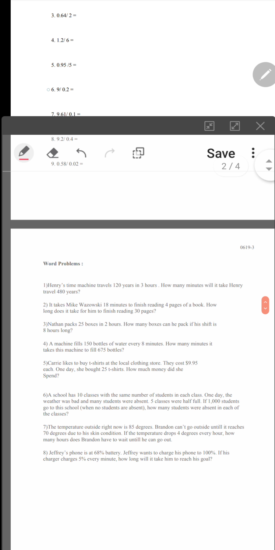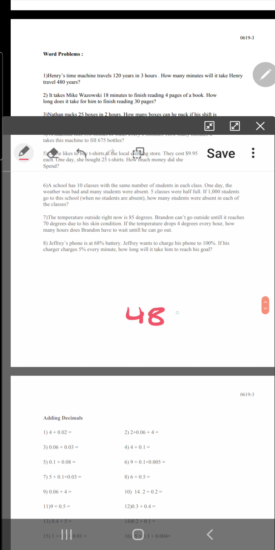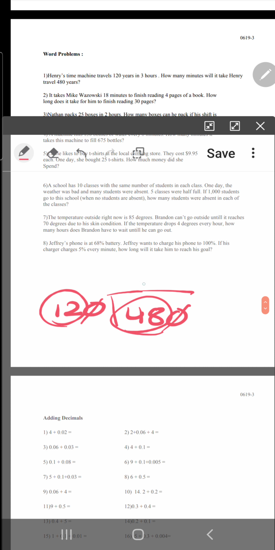Okay, now moving on to word problems. We'll do the first one. So, Henry's time machine travels 120 years in 3 hours. How many minutes will it take Henry to travel 480 years? So, 480 years, and then 120 years. So, we can cross these zeros out, and 12 goes into 48 4 times.